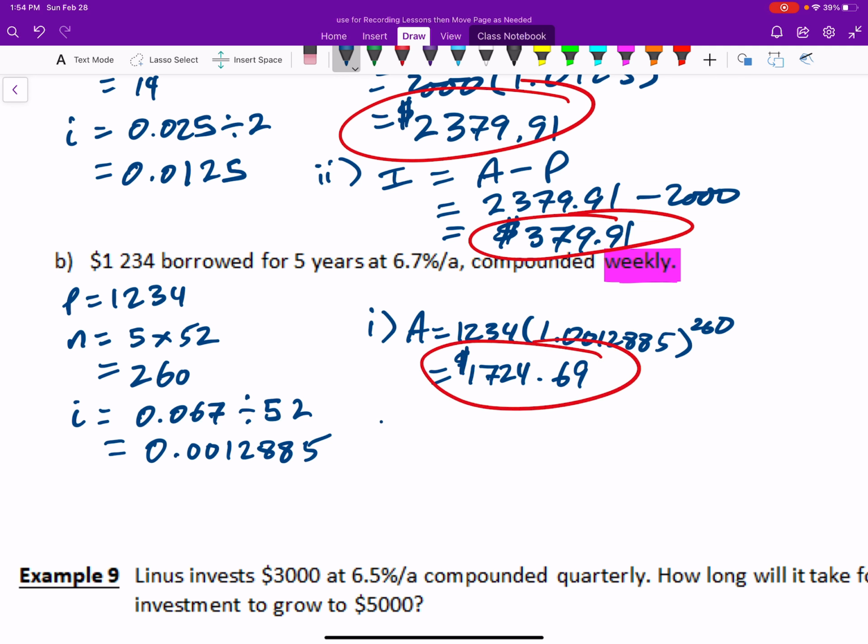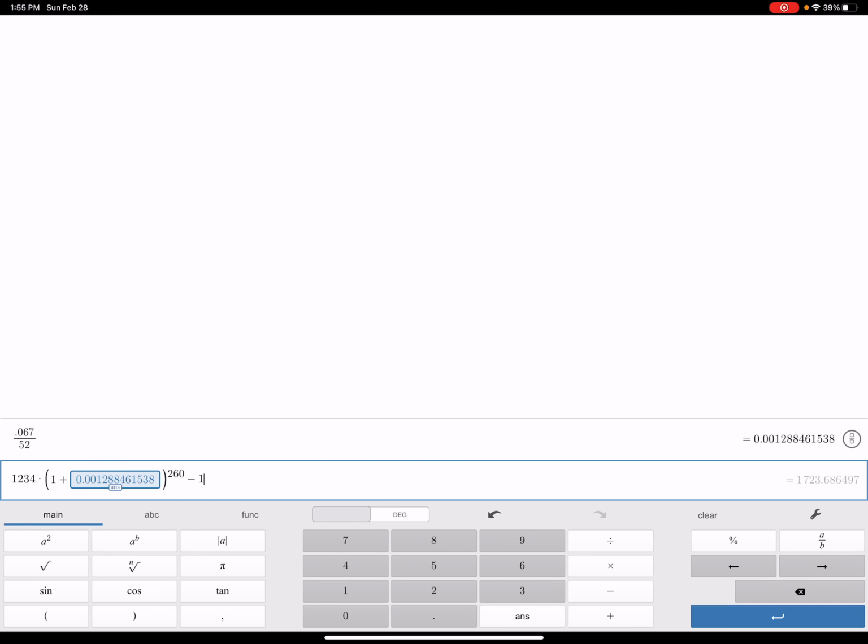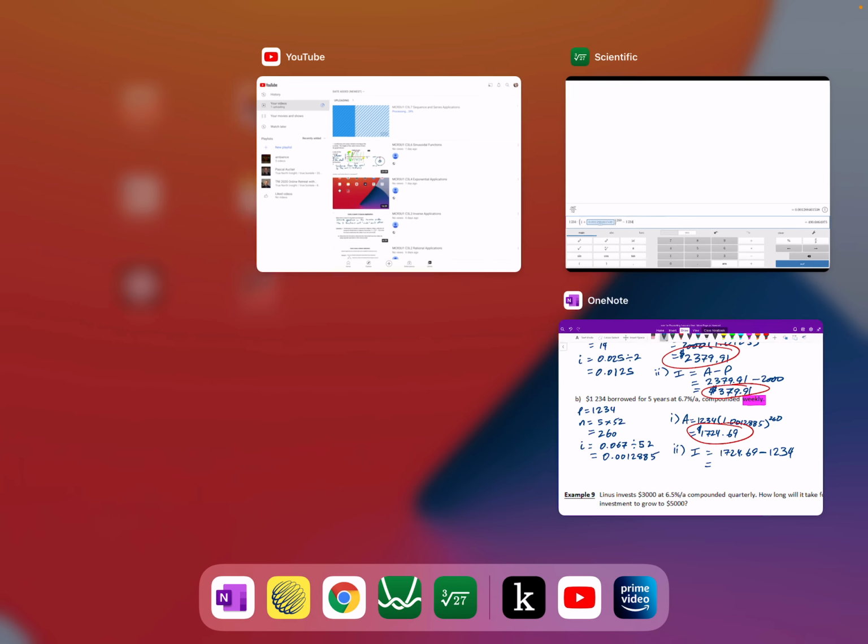The interest would be the 1,724.69 minus what we started with, which was the $1,234 principal. That's $490.69.